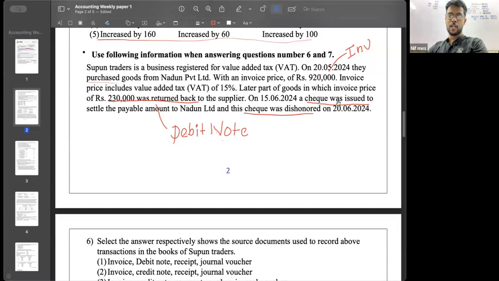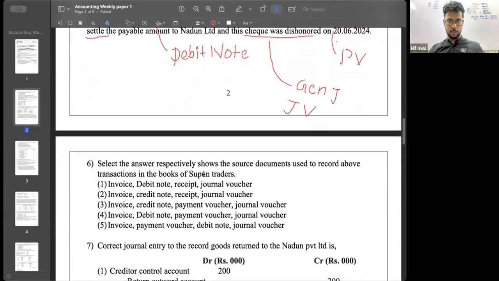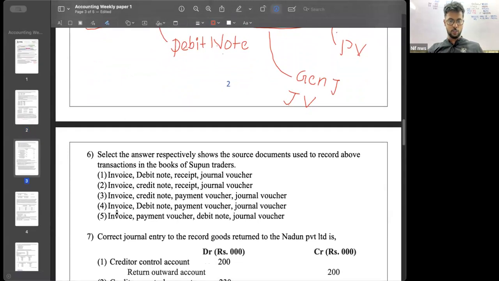Right. Then a check was issued to settle the payable. If you issue a check, it's the payment voucher. And if the check is dishonored subsequently, you guys know, where do we put it? We put it in the general journal. Therefore, the source document would be JV. So it's invoice, debit note, payment voucher, and journal voucher. The answer is fourth.